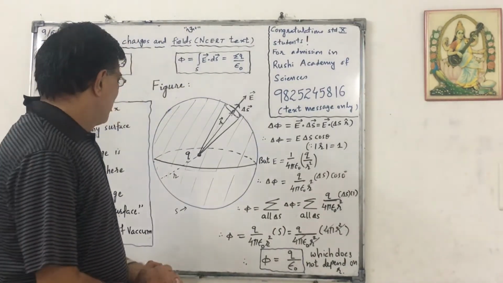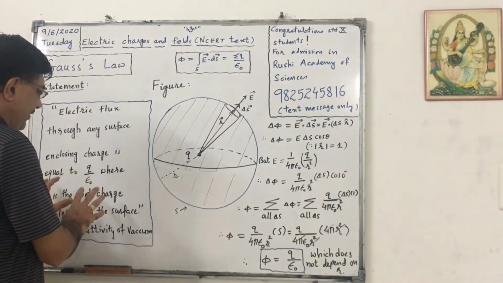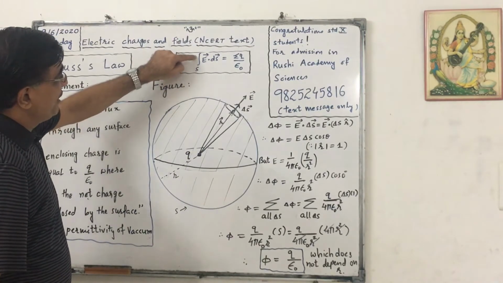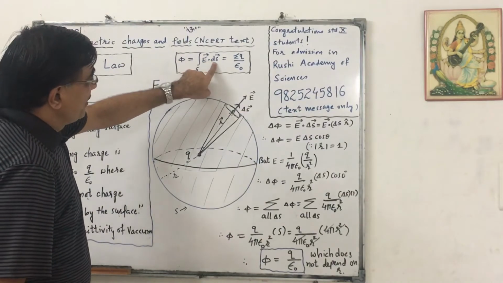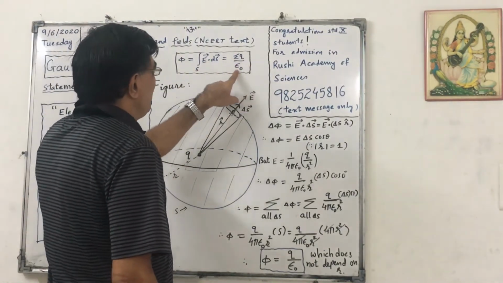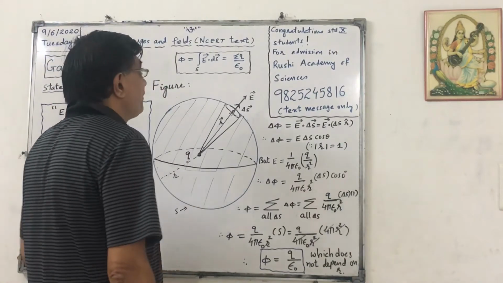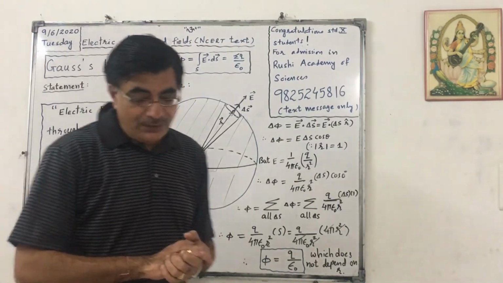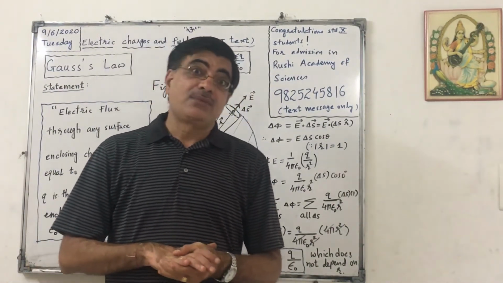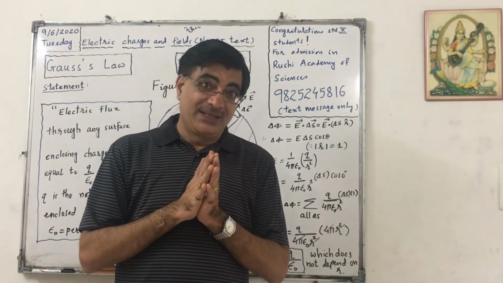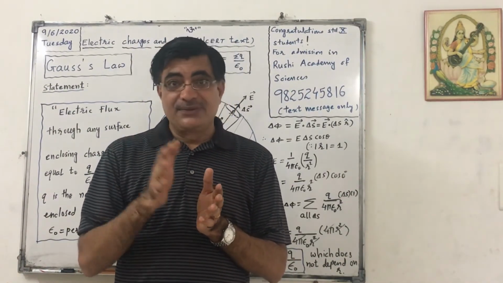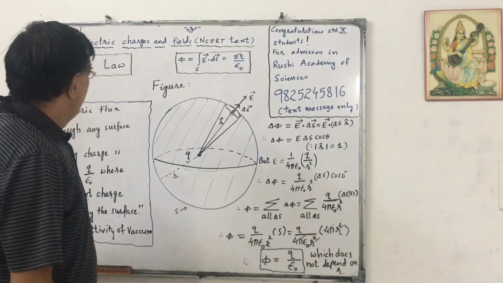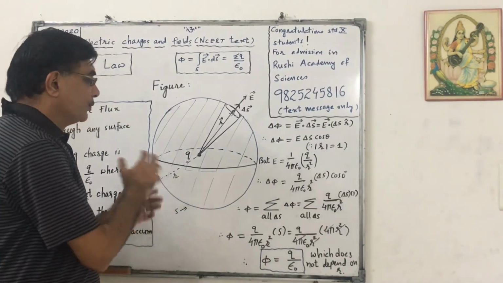Okay, so we can write it in mathematical manner like this: phi equals surface integral of vector E dot vector dS equals sigma q upon epsilon naught, where sigma q is the net charge enclosed. When we say net charge, we have to take the algebraic sum of the charges enclosed, means with signs, positive or negative. So this is the mathematical form of Gauss's law. This is the statement. Now let us prove it.